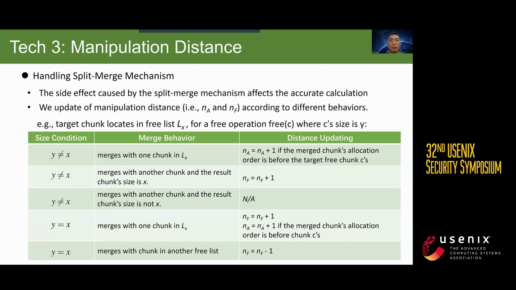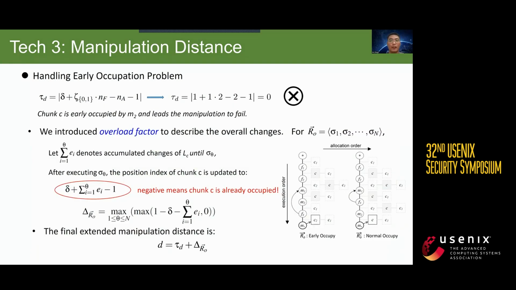For example, suppose a target chunk is located in free list Lx, and for a free operation free C, the size of C is y. If free C merges one chunk in Lx and y is not equal to x, then this free operation is treated as an allocation operation, and we increase NA by 1 when calculating tau d. Even though tau d can successfully reduce to 0, the early occupation problem can still cause the manipulation to fail.